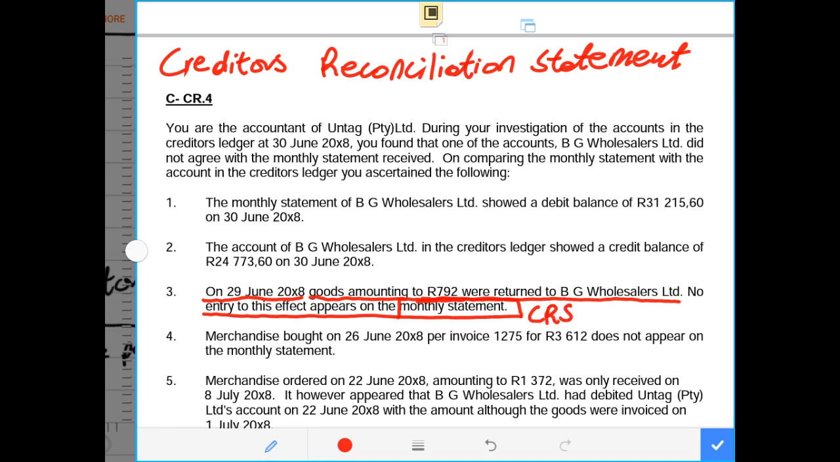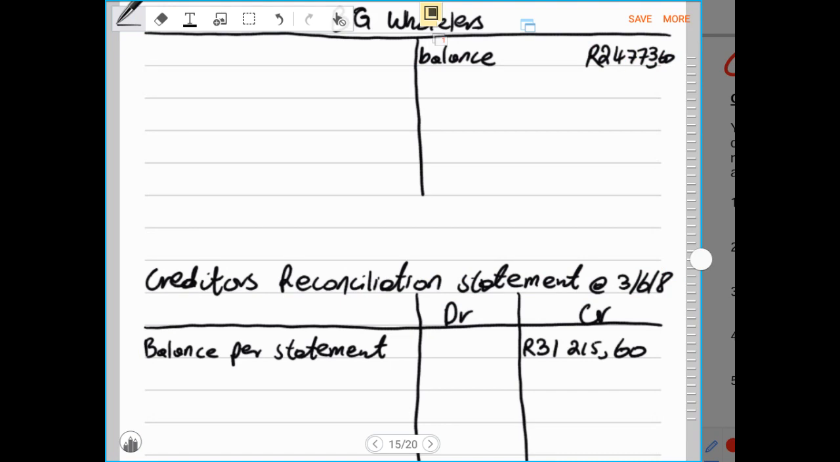So now in this case, the amount of 792 was correctly recorded in the ledger account, which is the creditors ledger account of Antec Ltd, which is BG Wholesalers. So we recorded everything correctly in our ledger account, but in the statement they did not record this amount at all. So now let us go and record it in the creditors reconciliation statement.